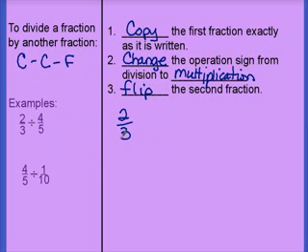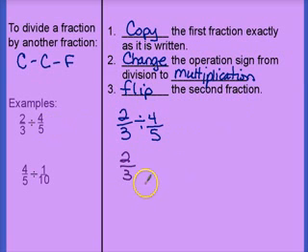So I'm just going to copy this example right here, 2/3 divided by 4/5. Exactly how I have written over here to the left, I'm writing it down here. So let's follow our steps. The first step is to copy the first fraction exactly as it is written. Let me change colors here. Alright, so I'm going to copy this first one, 2/3.